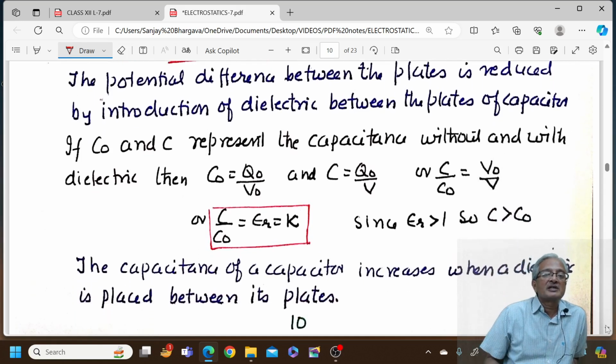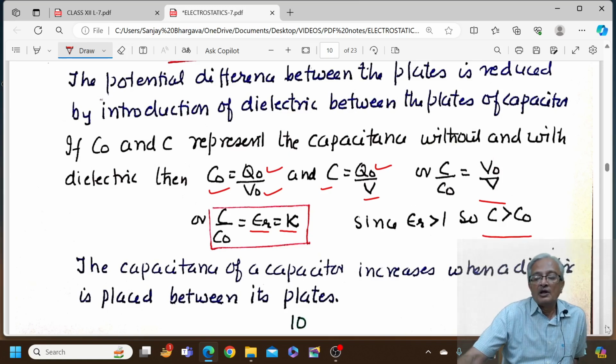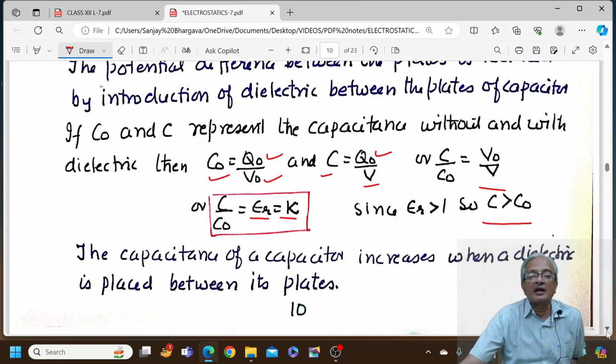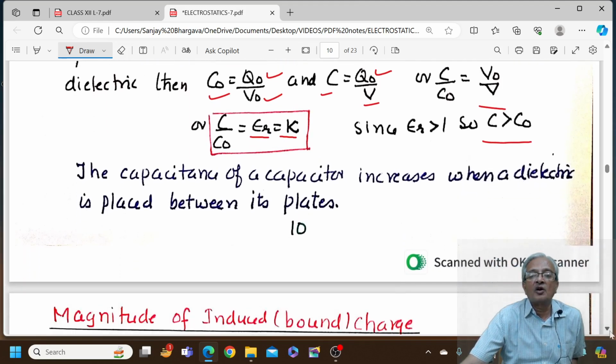Now what happens to capacitance? C0 would be given by Q0 upon V0 and C would be given by Q0 upon V. So C upon C0 is V0 upon V. So C upon C0 would be epsilon R, equal to K. Since K is greater than 1, C is greater than C0. The introduction of the dielectric increases the capacity of a capacitor.